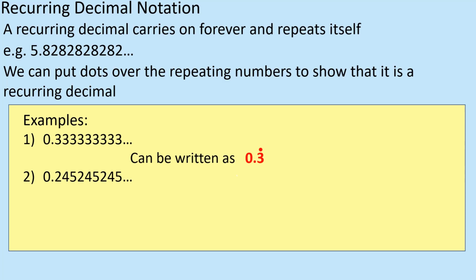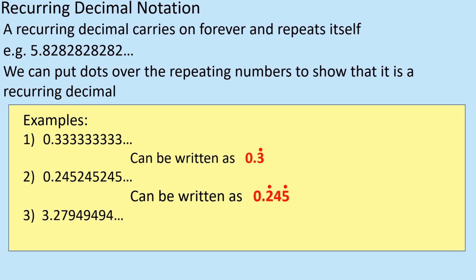Okay, so if you've got 245, 245, 245, like the next one, then you've obviously got 3 digits recurring. So you don't put 3 dots above all 3. What you do is you put a dot above the first digit and the last digit which are recurring, so the 2 and the 5. That means everything in between is repeated, so it suggests it's 245, 245, 245. Okay, so here you've got 3.2794949494. So it's the 94 which is recurring. So it's going to be 3.2794 with the dots above the 9 and the 4.